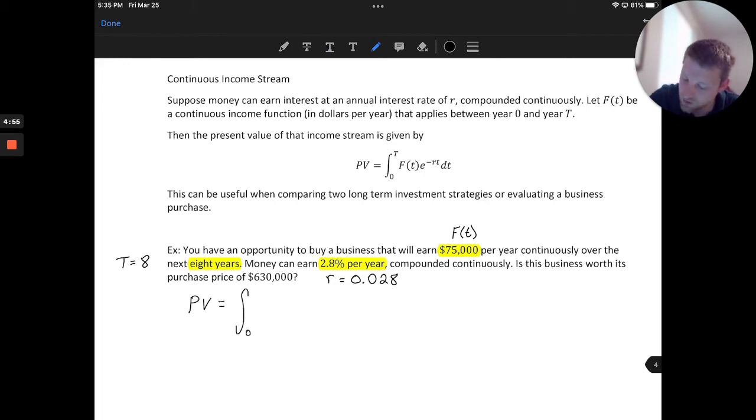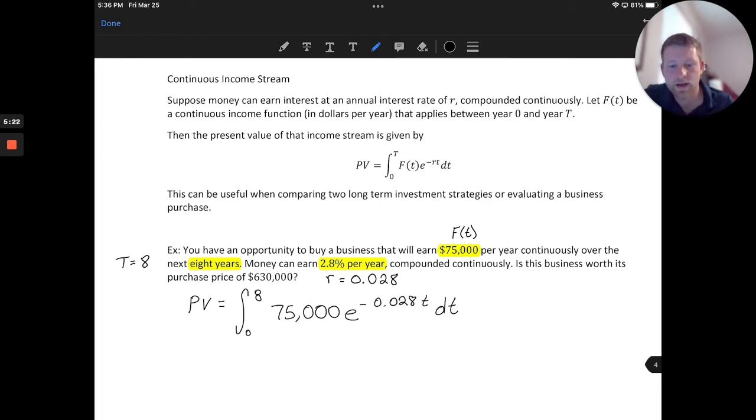integral from 0 to capital T, which is 8, of our F of t, which is just constant at 75,000, times e raised to the negative 0.028 times little t dt.